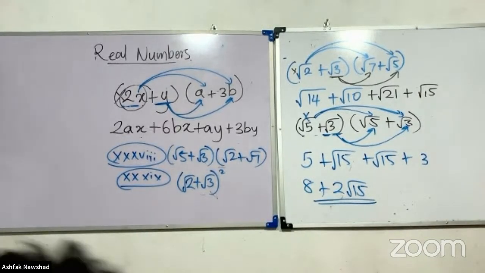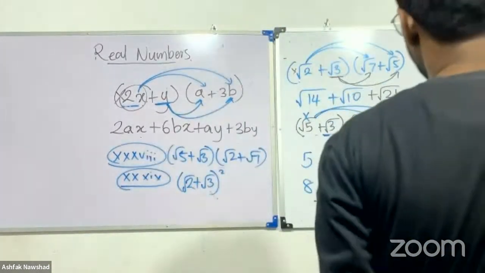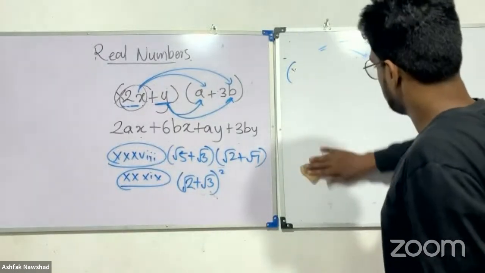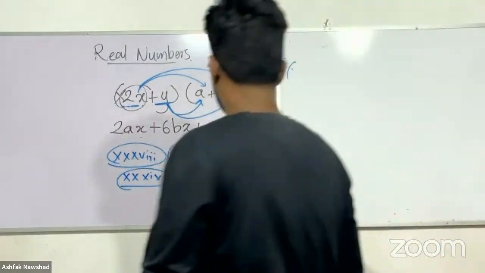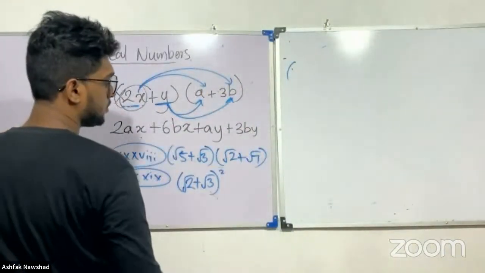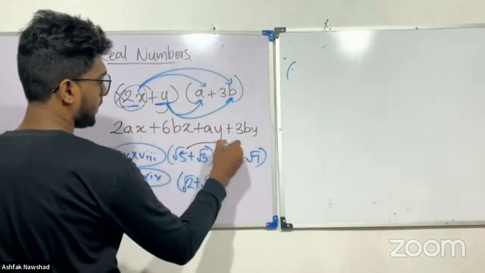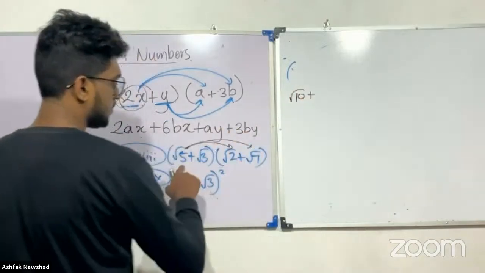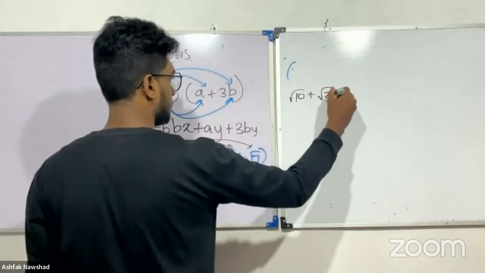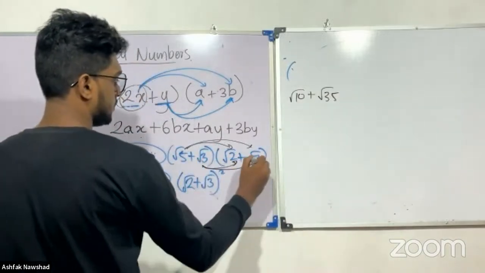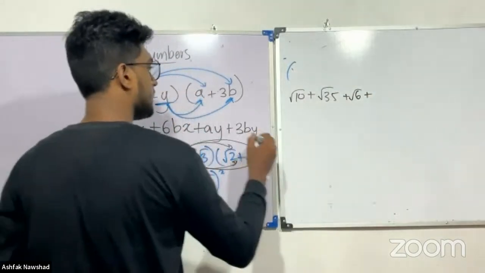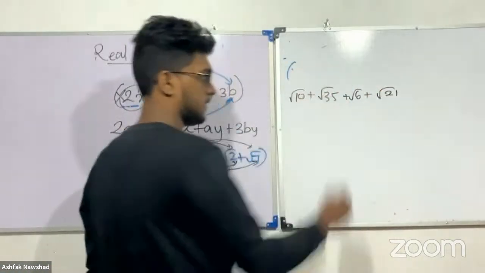Okay, so these are pretty simple ones, no? Root 5 times root 2, from root 5 multiply these two. Root 5 times root 2 is root 10. Root 5 times root 7 is root 35. And from this, these two: root 3 times root 2 is root 6. Root 3 times root 7 is root 21.